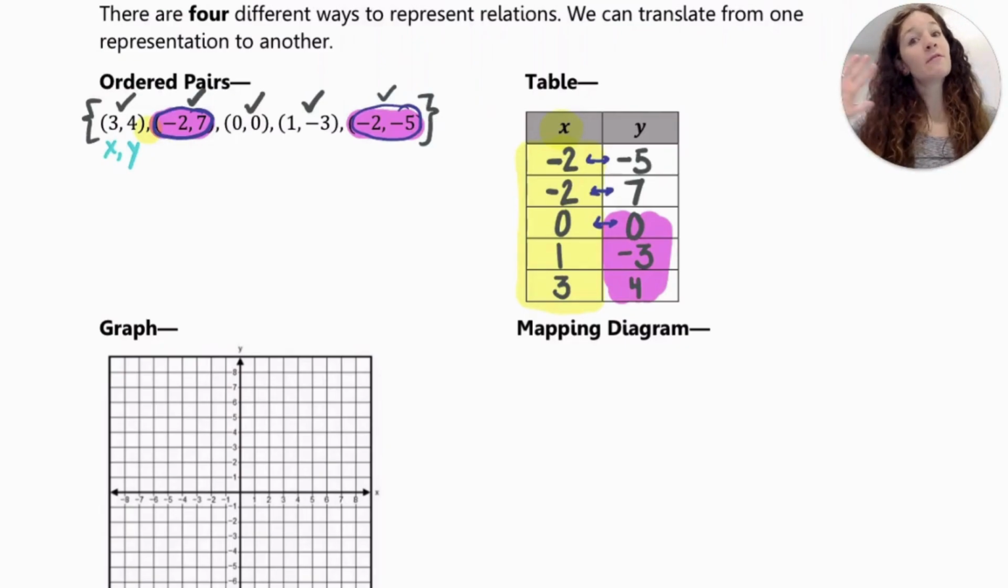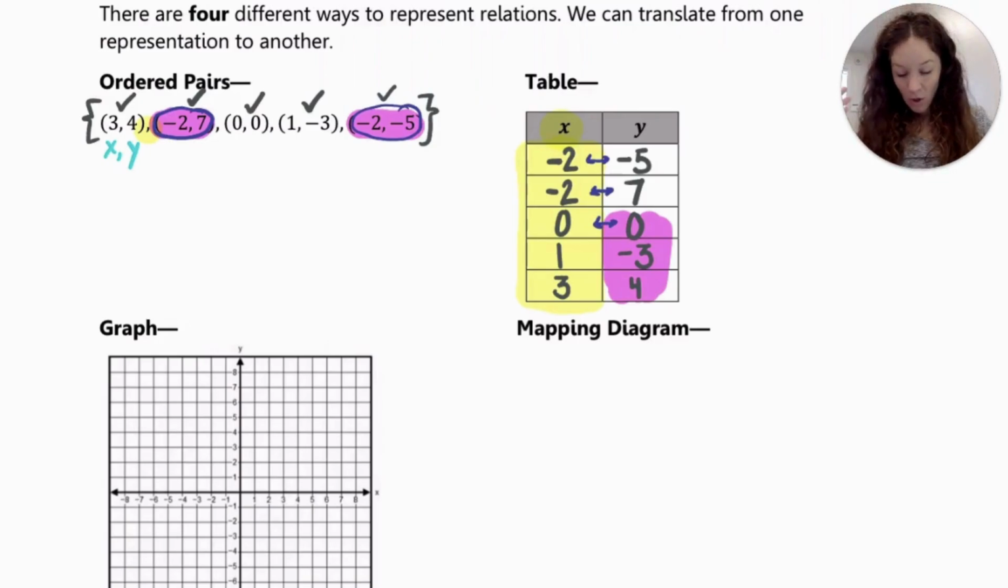I like to think of ordered pairs as like our common language for all. You can easily get from an ordered pair to a table, an ordered pair to a graph, an ordered pair to a mapping diagram. So whenever I see something that's not ordered pairs, it's sometimes easiest to just write them as ordered pairs first before you go ahead and transition to whatever is being asked.